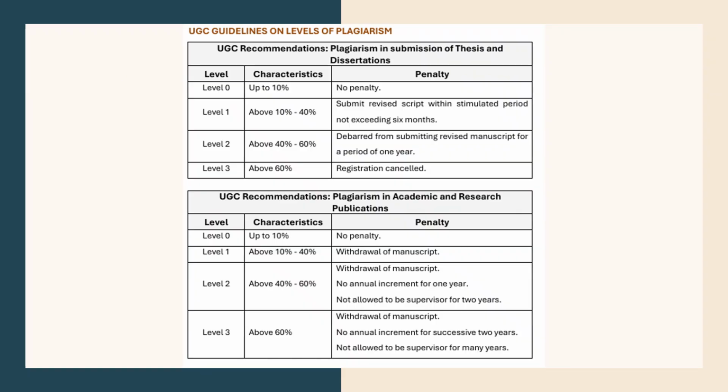Then UGC guidelines on the levels of plagiarism. See, what are the UGC recommendations? Plagiarism in submission of thesis and dissertation. See, level 0, up to 10%, no penalty. If it is about 10 to 40%, it is level 1: revise the script, and the time should not exceed 6 months. Level 2, above 40 to 60%: debarred from submitting a revised manuscript for a period of 1 year. Level 3, above 60%: registration cancelled.